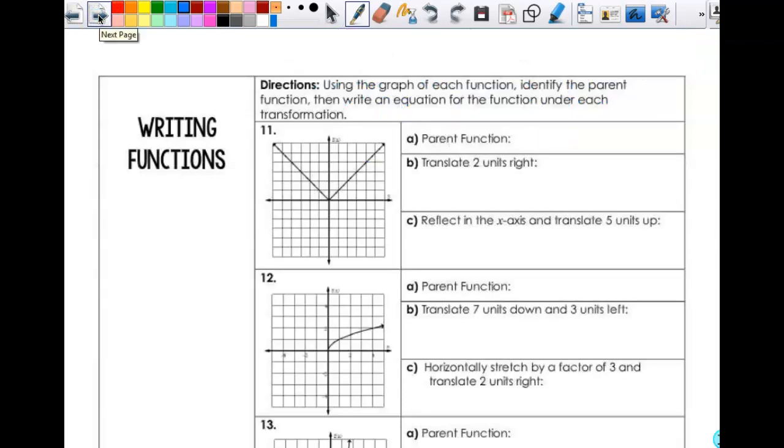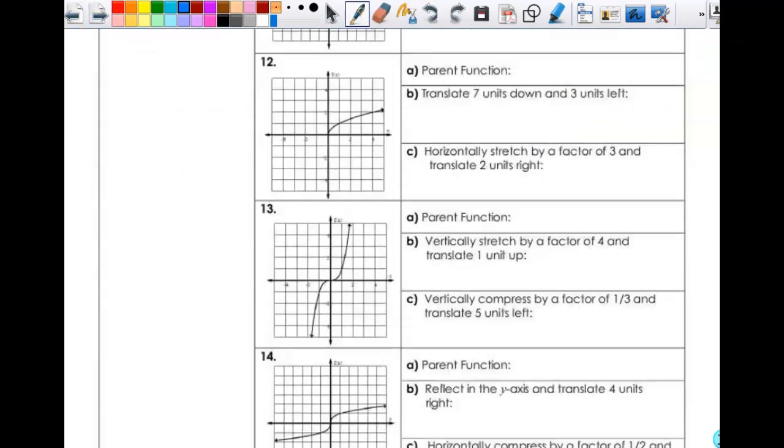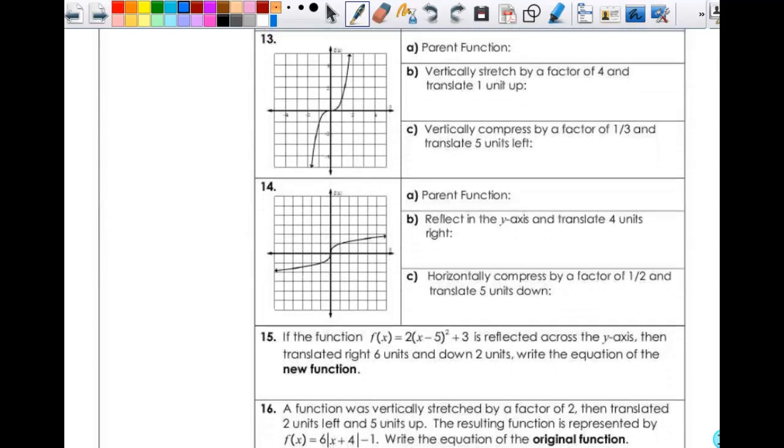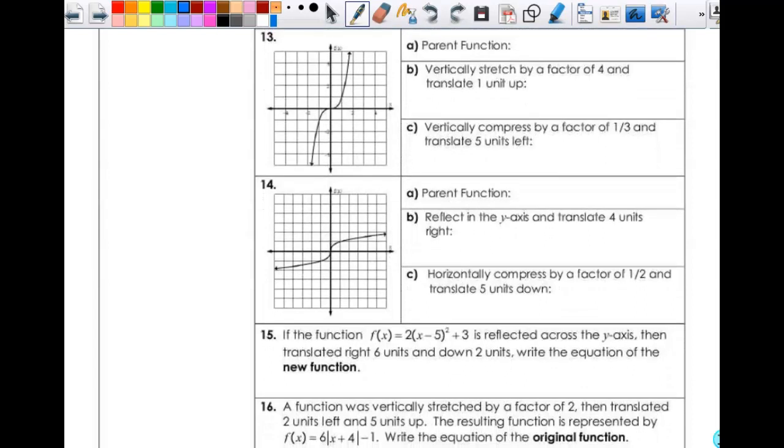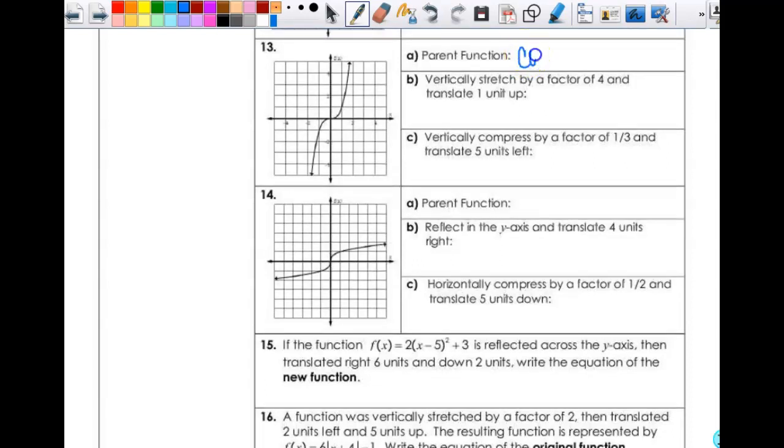We're going to jump down to number 13. Yeah, flip it over. 13. So our parent function, what is this one called? Cubic. So it gave us a picture. We have to know from the picture that it is a cubic, and that means f of x equals x cubed. That's all we really need the graph for.